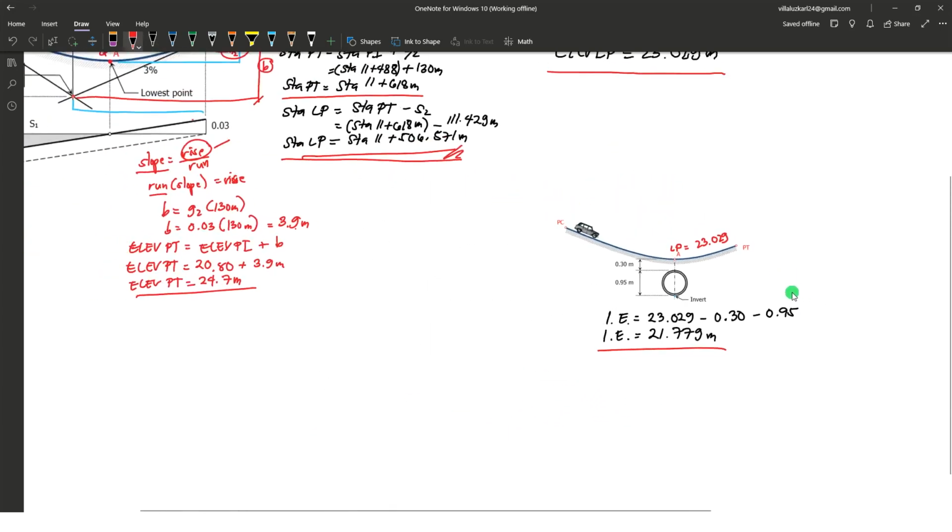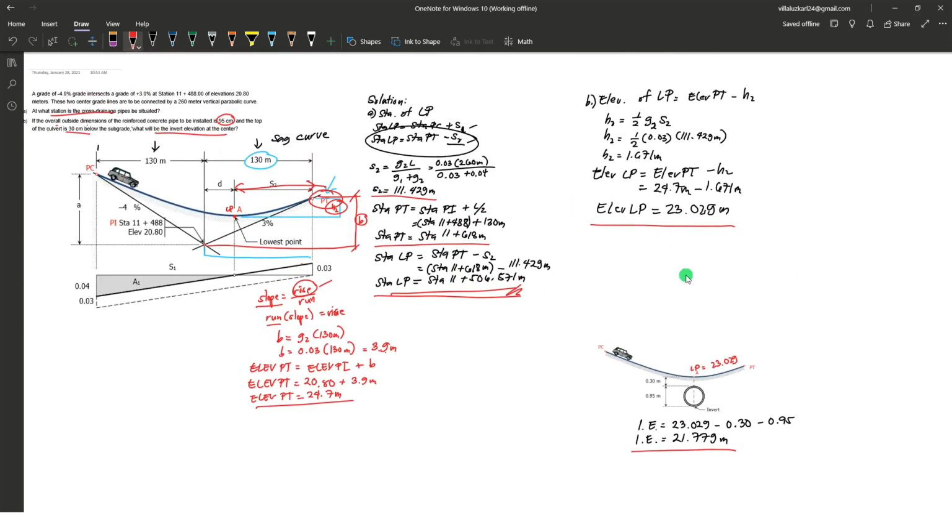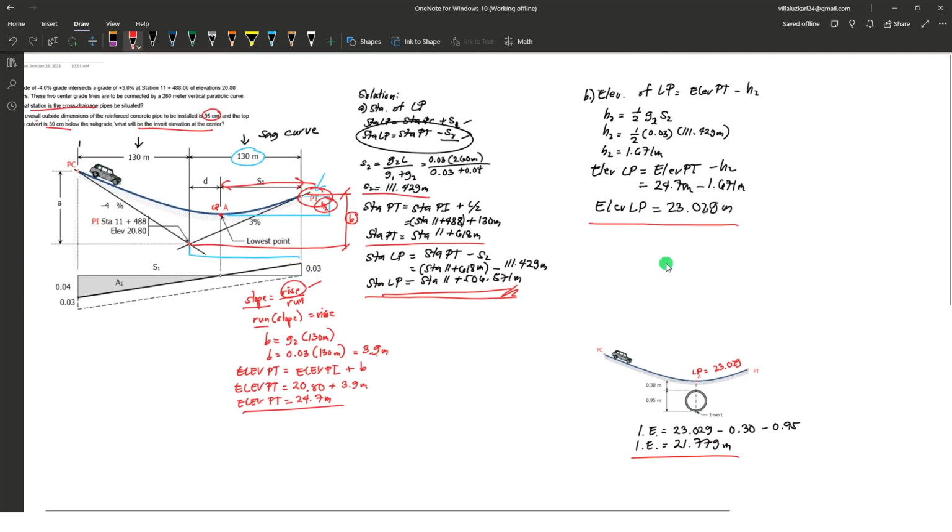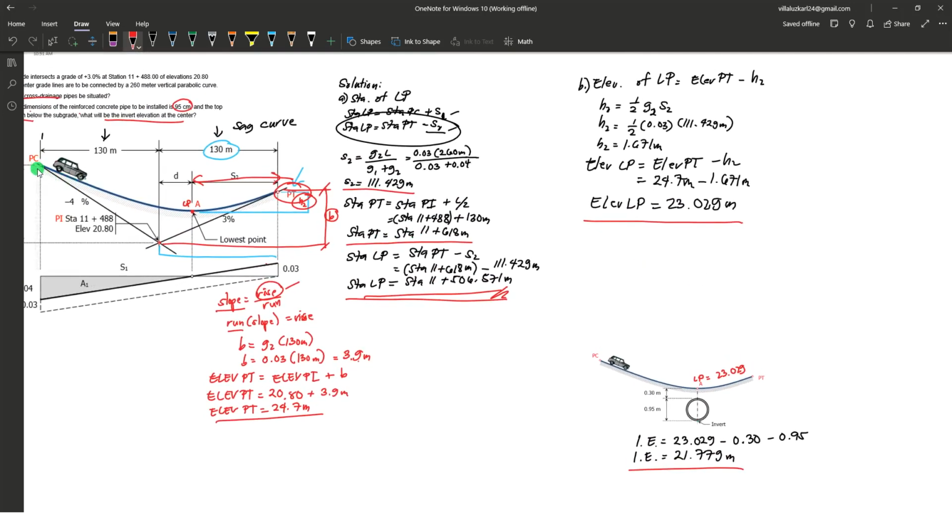You can use an alternative solution when you take the reference point of PC when locating the lowest point. So you can also try solving it using PC plus S1 to locate the stationing of the lowest point, and you can also determine its elevation using PC again minus H1. You will arrive at the same answer.